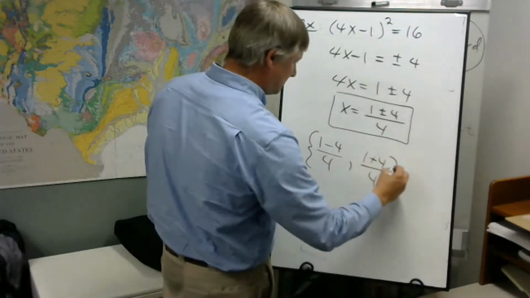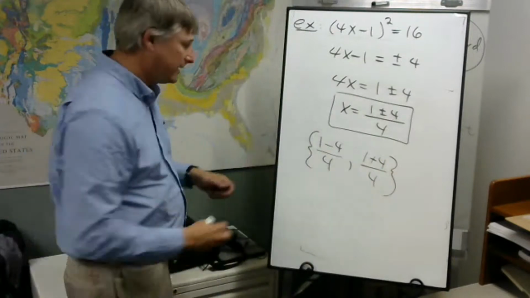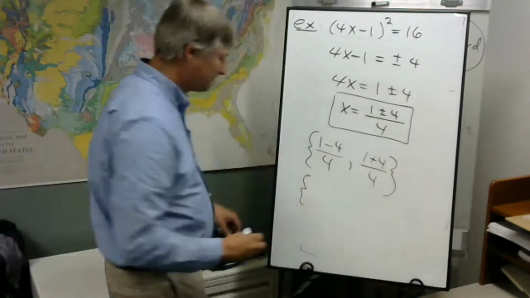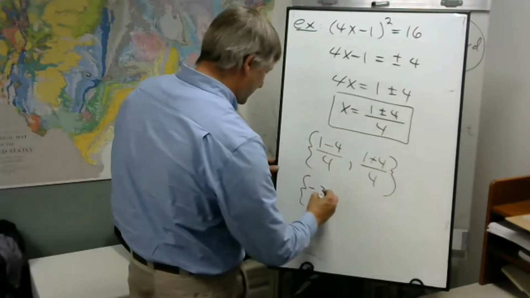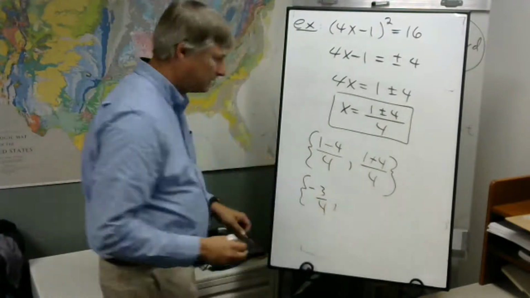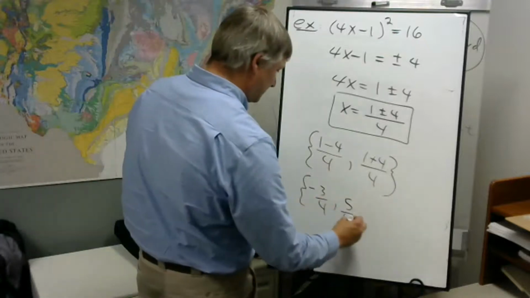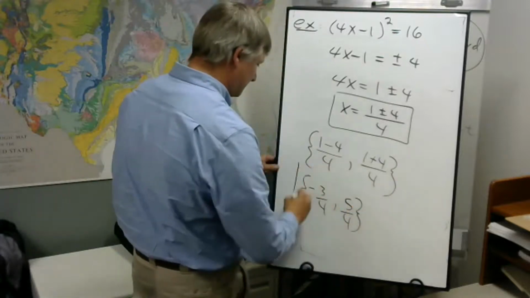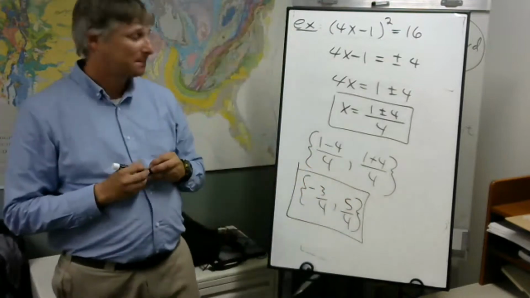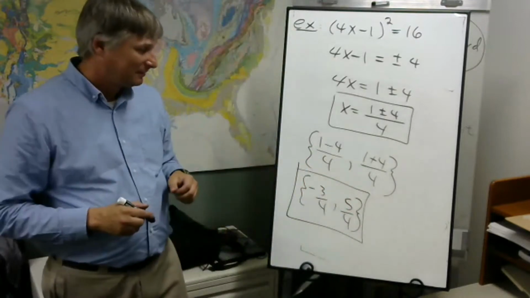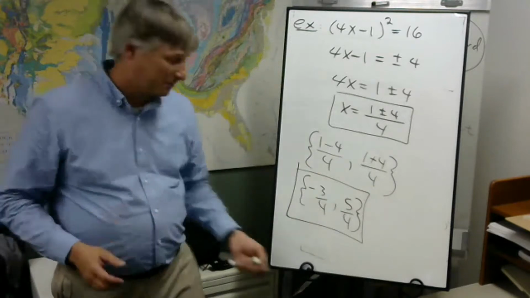Now these, we can simplify. The way we can do that is just do the arithmetic. 1 minus 4 is negative 3. So minus 3/4. 1 plus 4 is 5. 5/4. And that's going to be our answer. So that's the square root method. Take a look at another one.